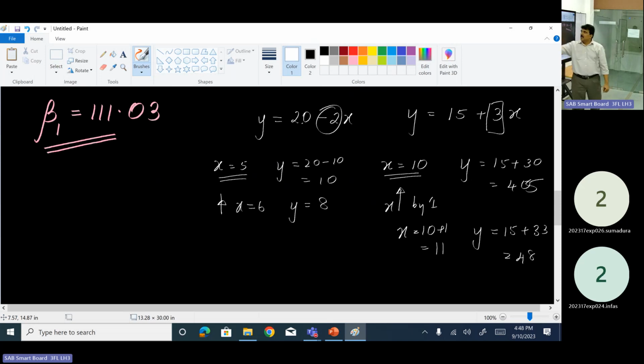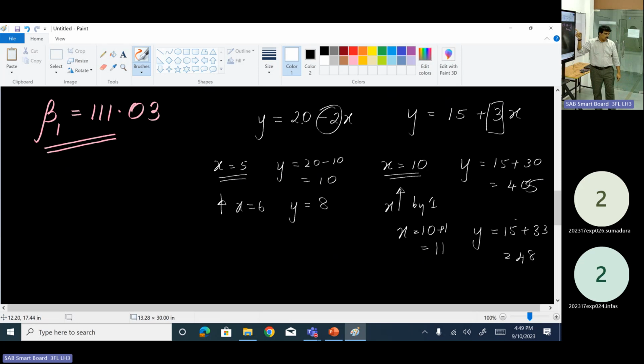Because of this minus, here when x increases by 1 unit, y increases by 3, right? So we can generally say, when we increase the x by 1 unit, y changes by beta 1. If it is plus, it will increase. If it is minus, it will decrease. So we are saying y changes by beta 1. Positive means increase. So now this is our beta 1.